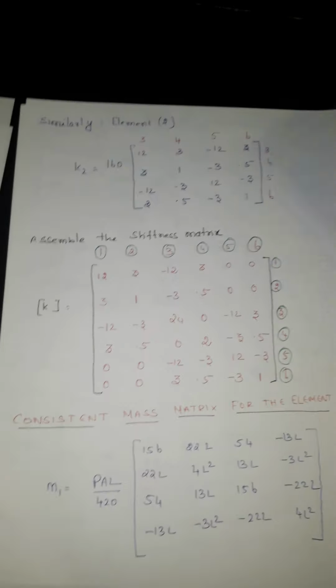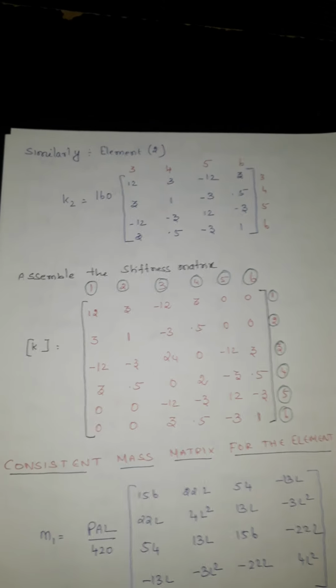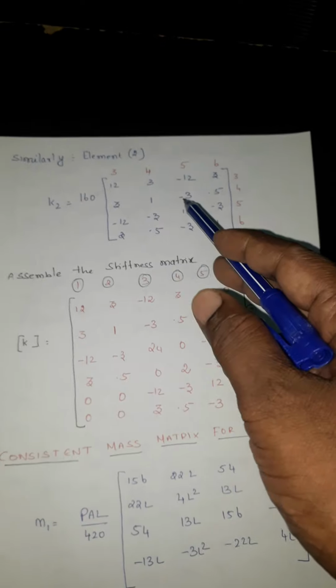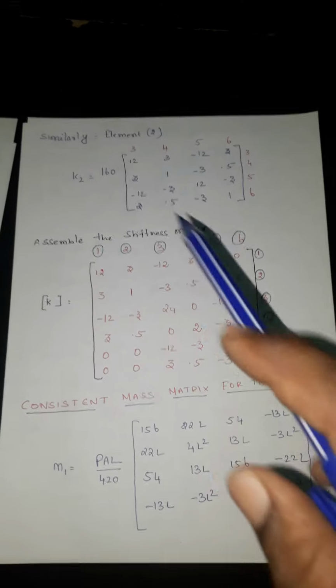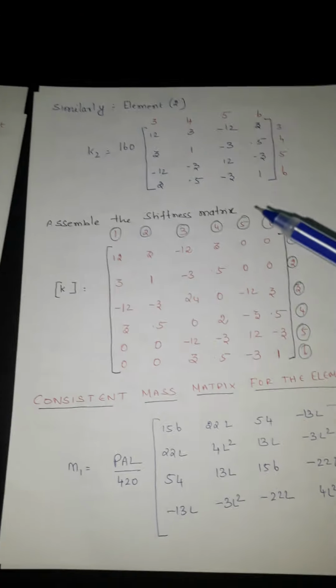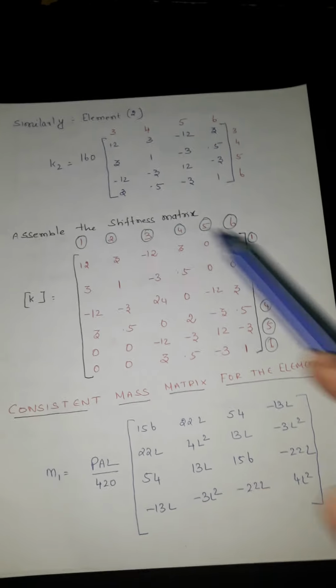The same thing will be K2 because the value is 0.5. The material is the same, the moment of inertia is the same, and L is also the same, so the value will be the same. So the same value is written here. No need of calculating again. Then assemble the stiffness matrix. We have to do it again as per the nodes 3, 4, 5, 6, 1, 2, 3, so you will get this. So now we have found the stiffness matrix for element 1 and for element 2, and we have assembled that.